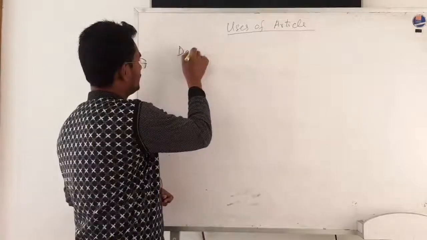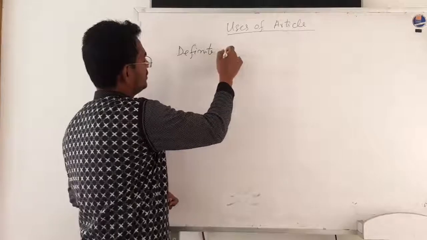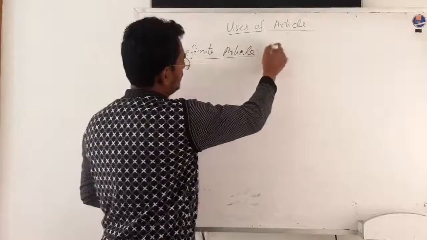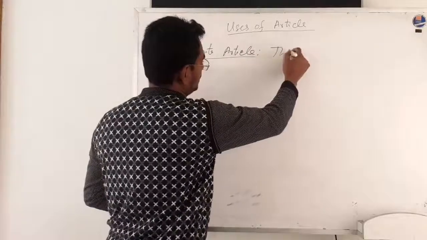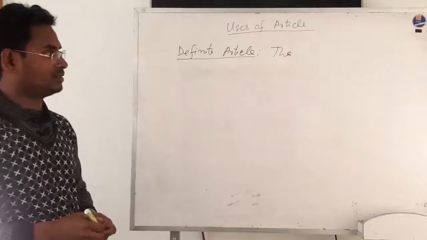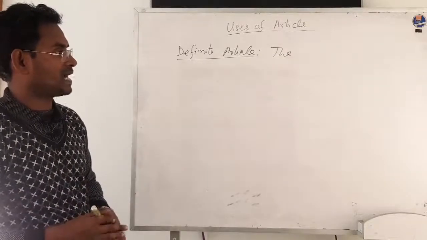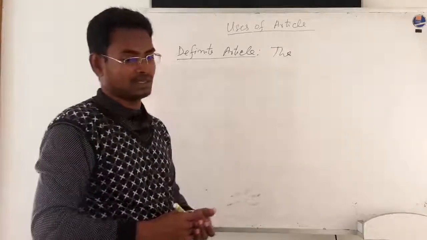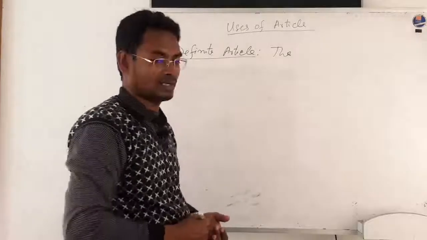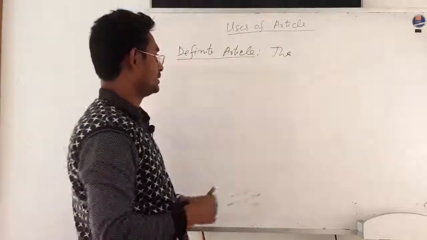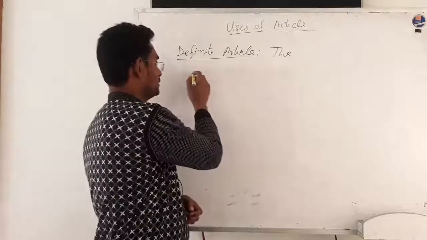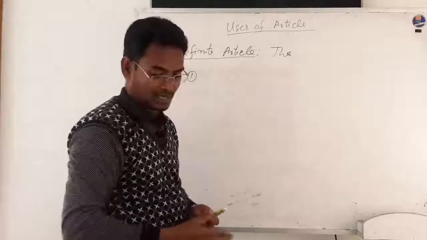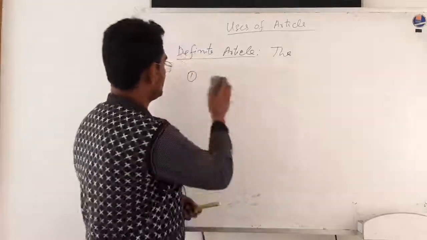Definite article. I have to do the. We use the for a specific reason, that means to identify the noun or pronoun, how they are used in the sentence, definitely or indefinitely. We use article the. Definite article is the, and it has three types of uses.